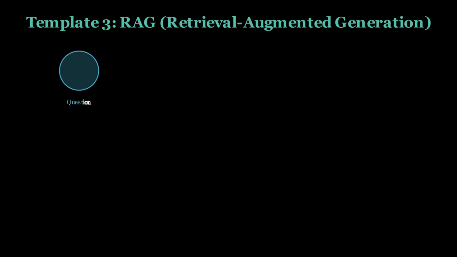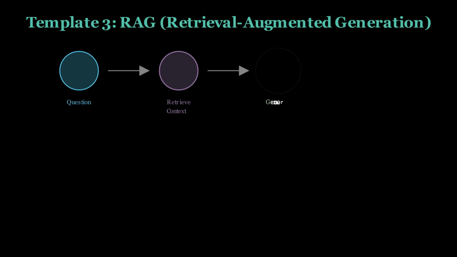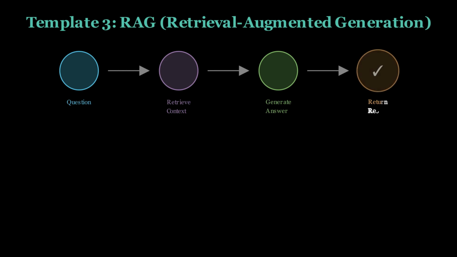Template 3. RAG, or Retrieval Augmented Generation. This is when you provide the AI with specific context to answer from. RAG works in 4 steps. 1. User asks a question. 2. Retrieve relevant context from your knowledge base. 3. AI generates an answer using that context. 4. Return the result. This grounds the AI in your specific data.